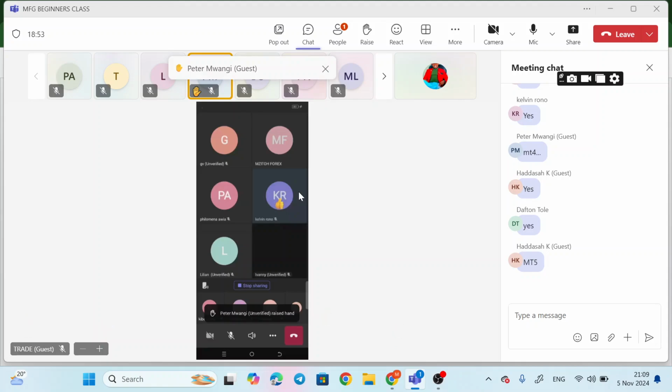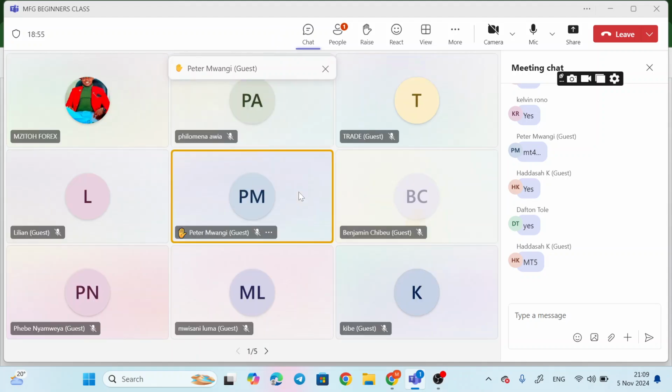Okay. Now I want to show us how to practically place a trade on MT4 or MT5. So we'll go through this video again, analyze, and figure out how to place a trade on MT4 or how to place a trade on MT5. Okay, now let's continue.